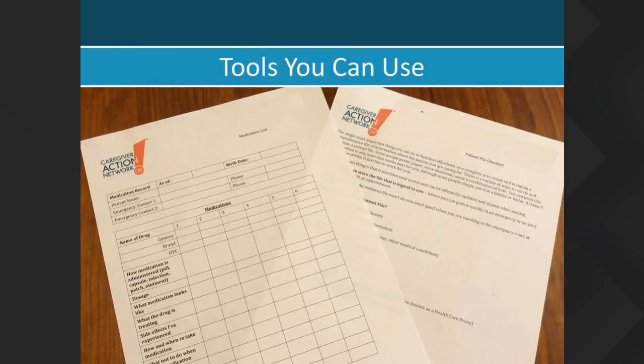But we're really going to dig into initially our two tools that we want to focus on, the patient file checklist and the medication list. These are useful for caregivers across the spectrum of caregiving scenarios, no matter if you're caring for an aging parent or a child with significant health needs or anything in between. So let's explore that in a little more depth.